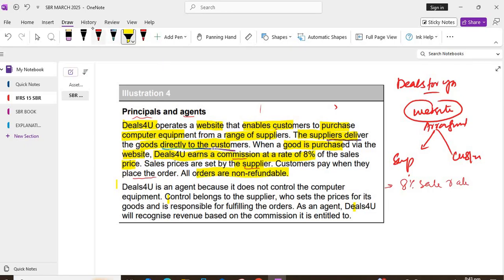Okay, now here if you see, Deals4You is an agent, and why do we call this agent? Because it does not control the computer equipment. Who is controlling? The principal is controlling, they are just arranging. Control belongs to the supplier who sets the prices for its goods and is responsible for fulfilling the order. So as an agent, Deals4You will recognize revenue based on the commission, that is 8%. Clear?